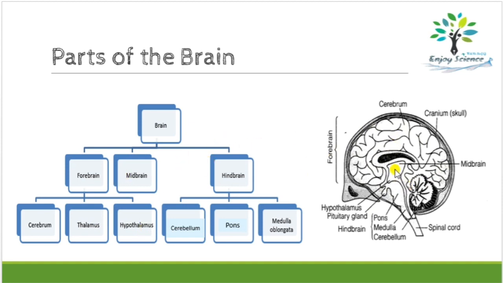The midbrain is just the middle part of the brain, and the hindbrain consists of the cerebellum, pons, and medulla. You can see here, this part is the pons, this part is the medulla, and this gill shaped structure is the cerebellum. And you can see here the spinal cord, it extends from the medulla. So the medulla is connected with the spinal cord.